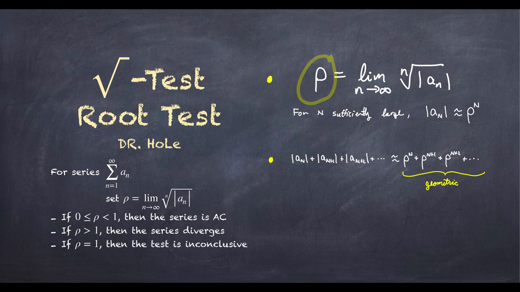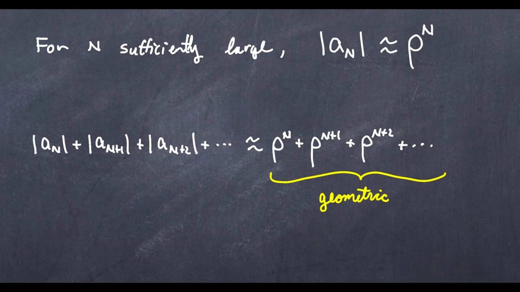Rho, being taken as a limit of terms, tells you that these terms are going to be very close to rho for sufficiently large n. Back off the nth root by raising each term to the power n, and the nth term is going to be very much like rho to the n. Then the next term after that will be like rho to the n plus 1, the term after that, rho to the n plus 2, and so forth.